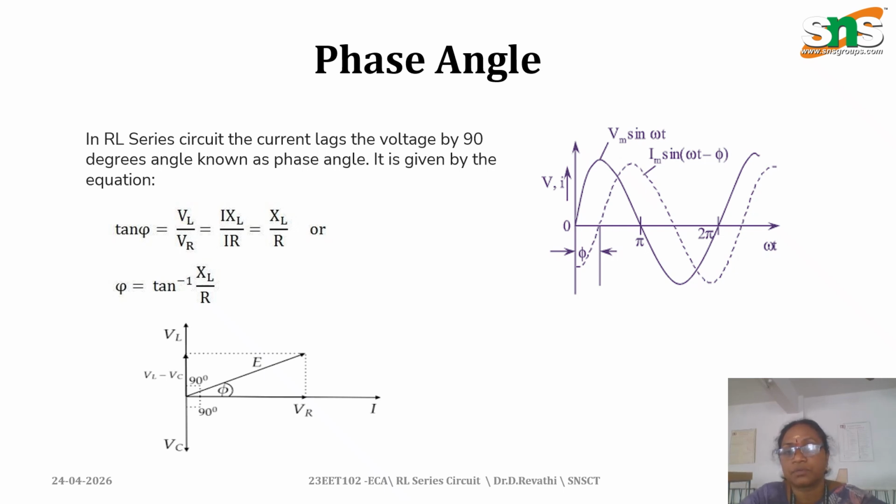This is the phasor diagram where the voltage Vm sin omega t is shown in the solid line, and the current Im sin omega t minus phi is a lagging power factor. This angle of 90 degrees is shown in the dotted line.